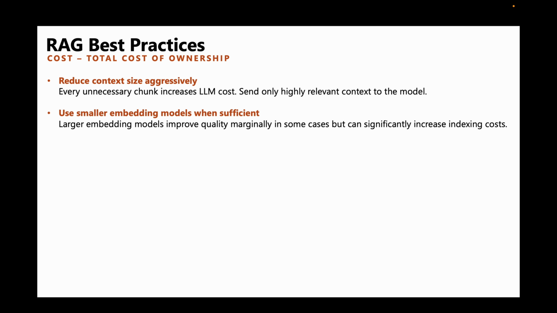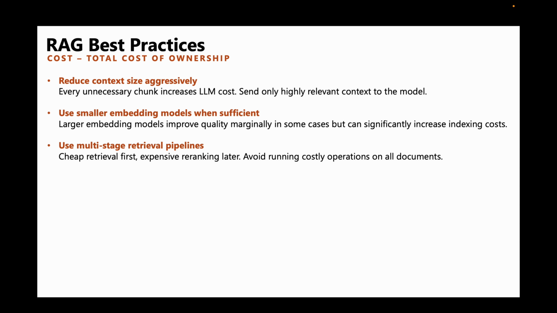Second guidance is to use smaller embedding models when sufficient. Larger embedding models may improve retrieval quality marginally in some cases, but they also increase embedding generation cost, vector storage size, indexing overhead, and potentially retrieval latency due to higher dimension embeddings. You should evaluate the embedding models to find the right size for your use case.